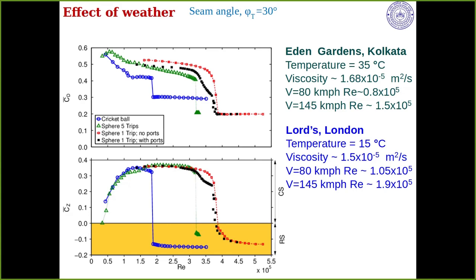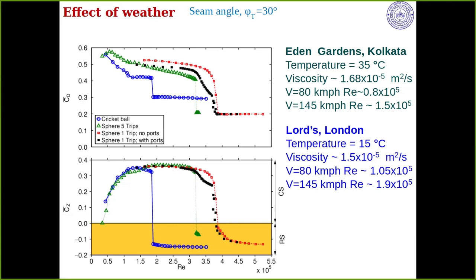So maybe a ball is released here, then at the time of delivery it is in reverse swing, and if it slows down and reaches the critical speed for swing, maybe it will again start swinging and so on. Or a ball would be delivered here. Okay, so it's a little bit interesting. So I have some examples for you.